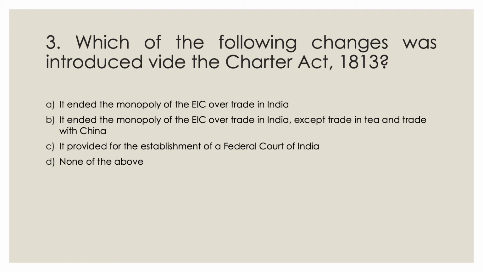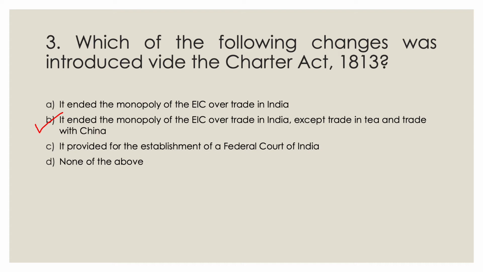So let us see. A, it ended the monopoly of the East India Company over trade in India. B, it ended the monopoly of the East India Company over trade in India except trade in tea and trade with China. C, it provided for the establishment of Federal Court of India, and D is none of the above. The right answer here is B. During the laissez-faire period, which is the second phase that we spoke about, and in general, there was a lot of displeasure over the monopoly that the company had come to enjoy over a fertile market like India.